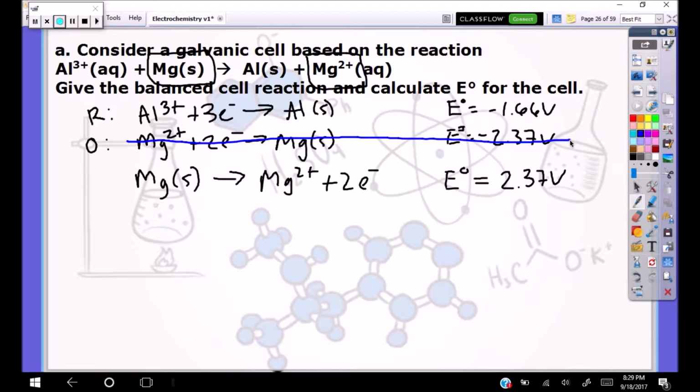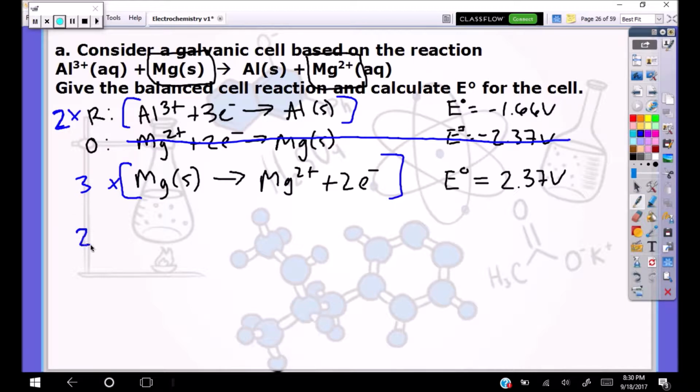Now, the other thing we need to do is balance. We don't have any oxygens or anything to balance. We don't have any waters or H pluses we need to add in. So we can skip straight to the step where we balance our electrons. So we need to find the common denominator. We know that if we multiply this whole reaction by 3, and we multiply our aluminum reaction by 2, we should be able to get electrons that will cancel out.